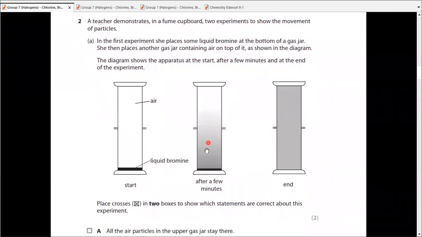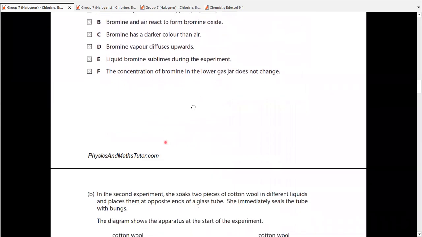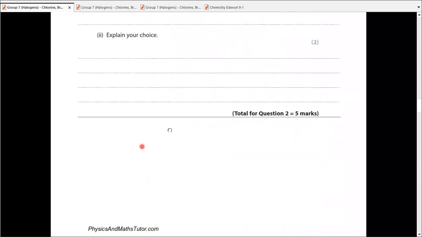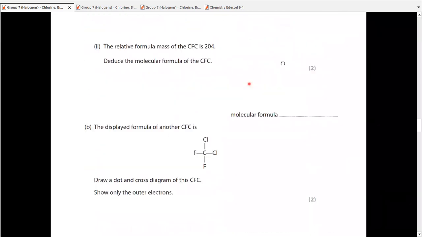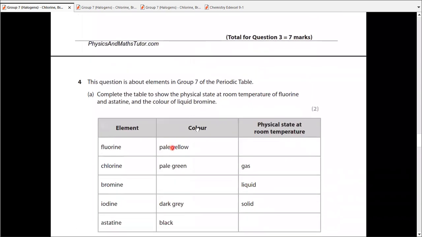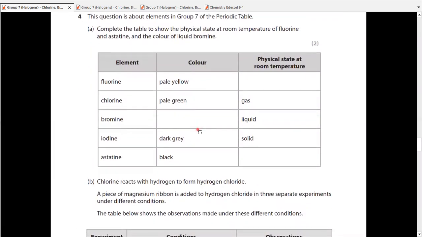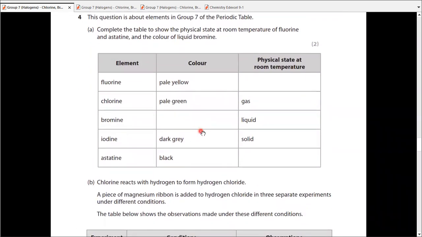Moving on. More bonding diagrams. Okay, number 4, part A. This should be easy since we are done with it, and you're trying to do it again and again. This should be easy.